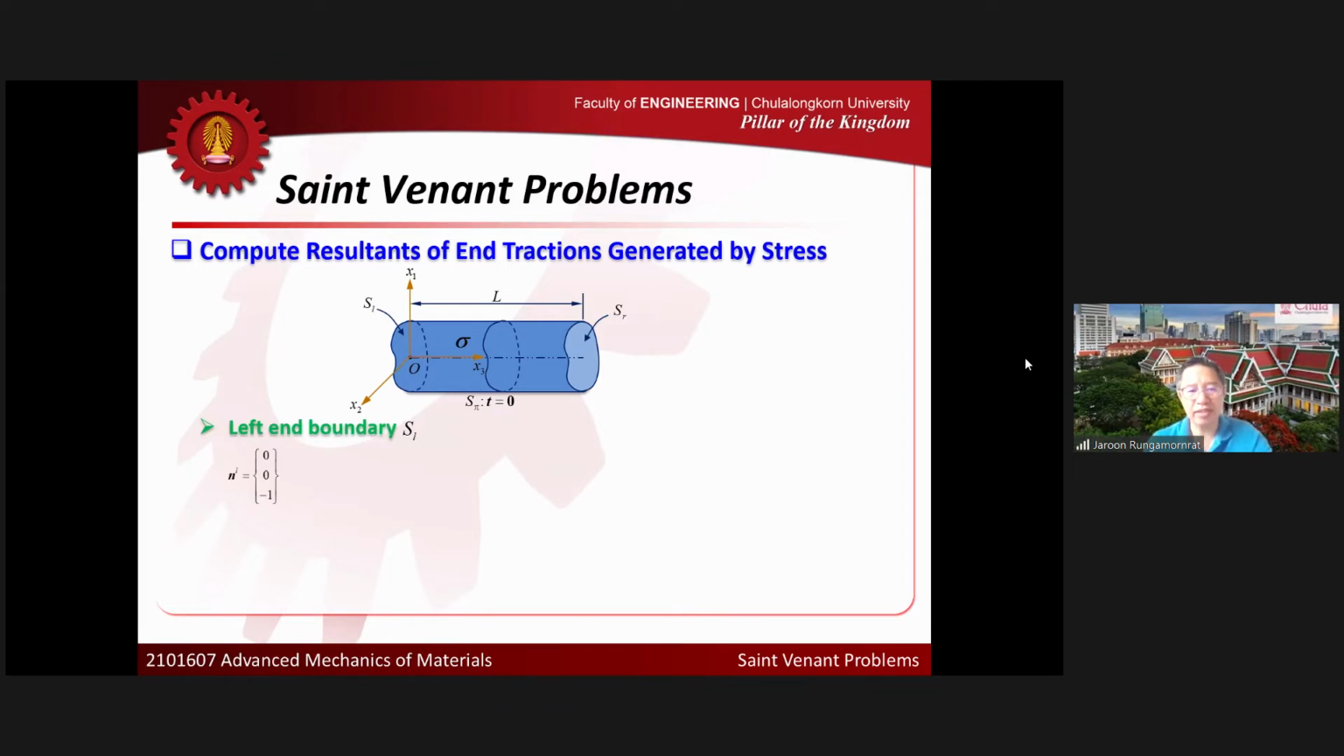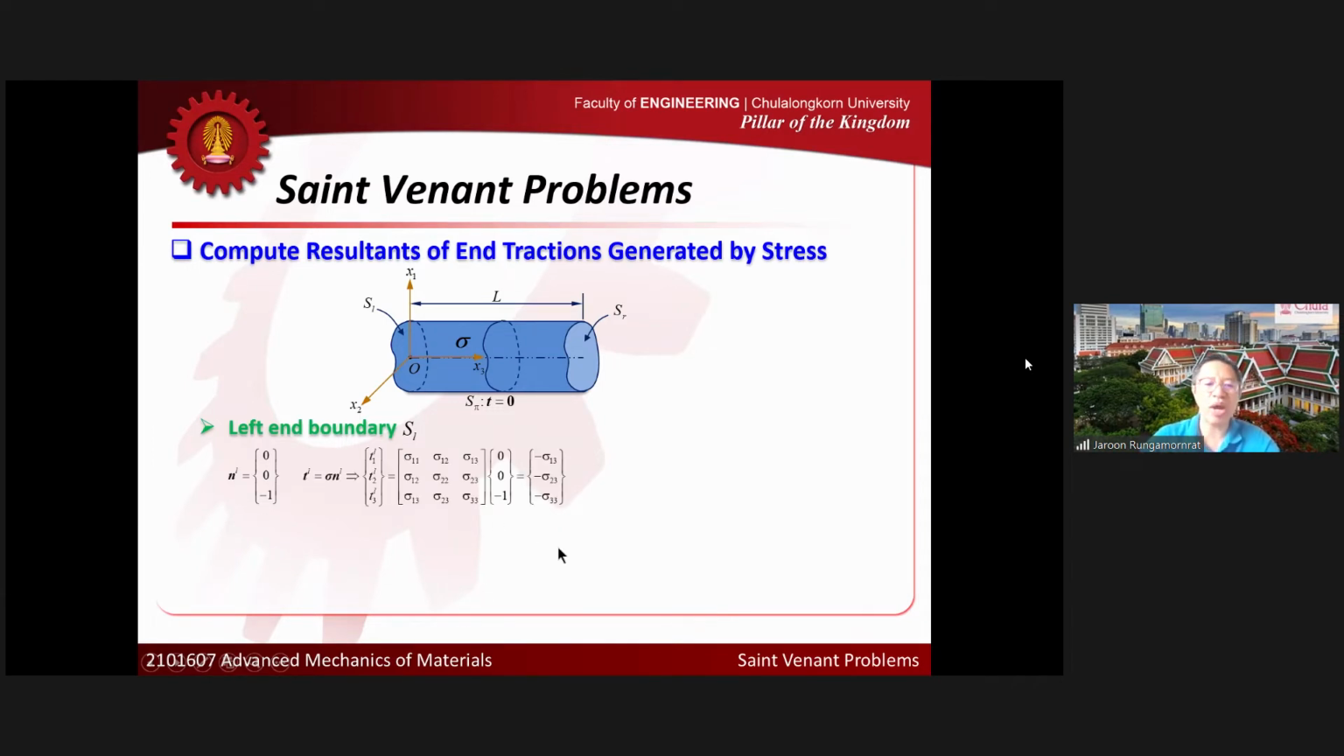So if we look at the left end, we can generate the traction first. The traction at the left end can be obtained easily by simply converting the stress here to the traction at the left end, multiplying the stress by NL. Let's say that NL here is the outward unit normal vector to the left end, right? So NL is simply 0, 0, minus 1, right? This is a property of the cylinder. The cross section here is simply normal to the X3 axis. So NL is simply 0, 0, minus 1, right?